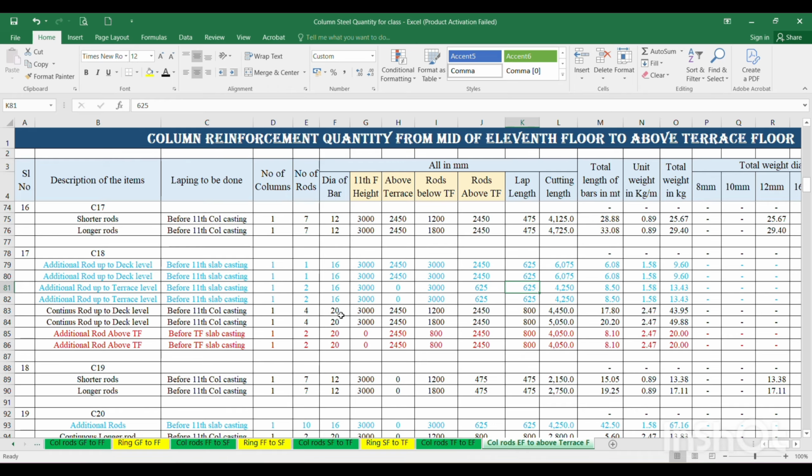This 4 plus 4, 20 dia, is for the 11th floor height, and this is the above terrace floor height. Below terrace floor height is 0.4 and 0.6, and this is the above terrace floor height, because this rod is also going to terminate at the above terrace floor at the deck level, no? That's why we are making it into longer and shorter, and this is the above terrace floor, and this is for the lap length. And the remaining 220 and 220, 420 is there.